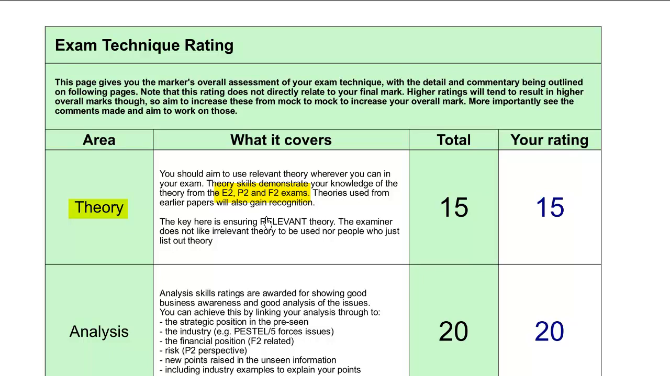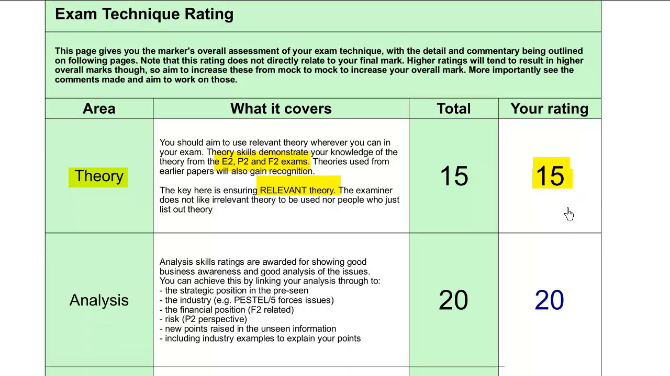Okay. The other question, of course, is: is it relevant theory? We know that the examiner does not like irrelevant theory. That's a really key lesson. And so we'll be reviewing that. We'll say, okay, are you using theory where it's appropriate? I'll show you a bit more detail, because actually each of these ratings, this rating of 15 out of 15 over here, is broken down into parts. And so I'll show you how we break that down just very shortly.